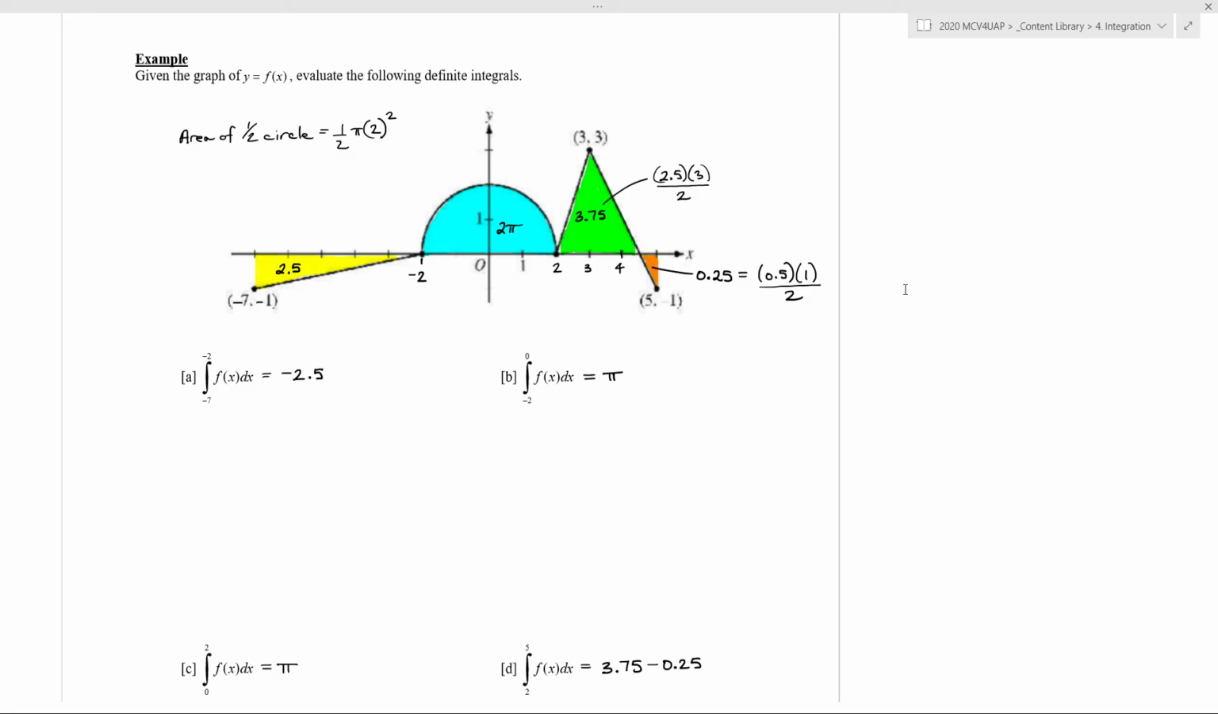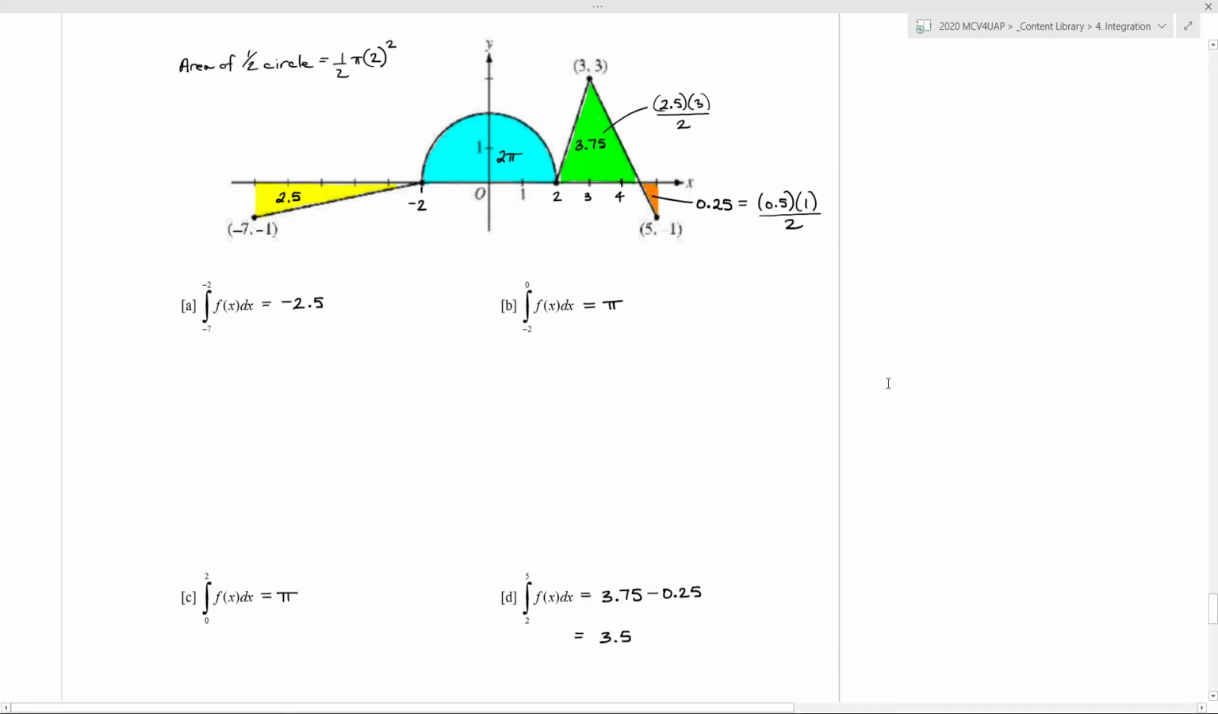From 2 to 5, the green triangle will contribute a positive amount to the definite integral, and the orange triangle will contribute a negative amount. So it's 3.75 subtract 0.25, which is 3.5. Any questions on that? I think it's pretty straightforward. Now is the time to ask questions if you're not understanding what's going on.